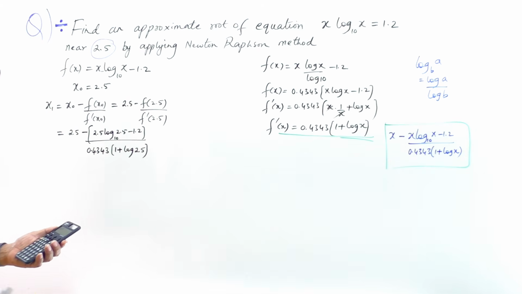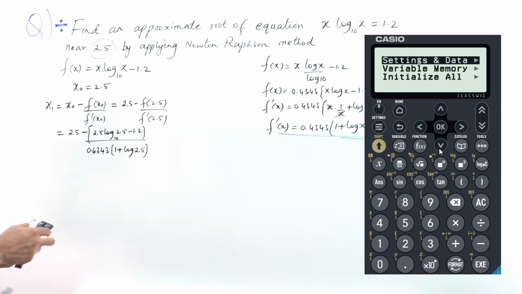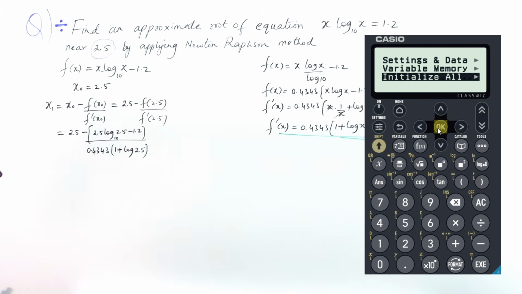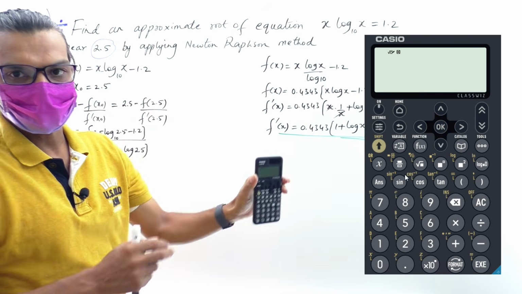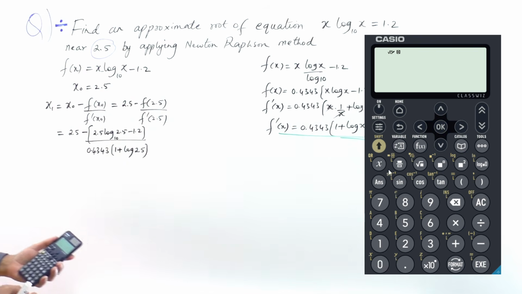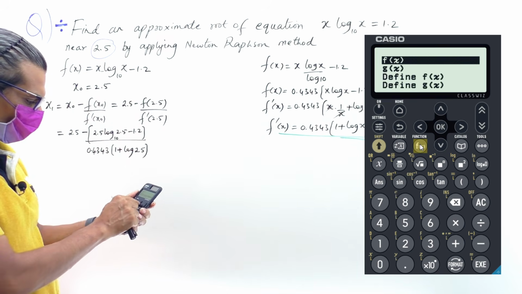Because you are writing the examination, you have to get the marks, you cannot put anything to risk. So please reset the calculator. Then calculate. Now in the FX 991 CW emulator, to define this function, you need to go to f of x, then go down, define f of x.